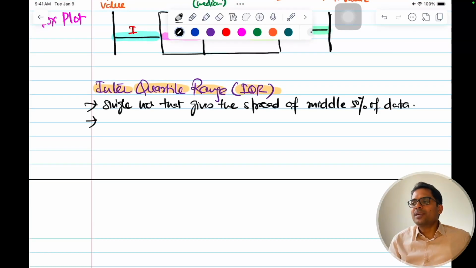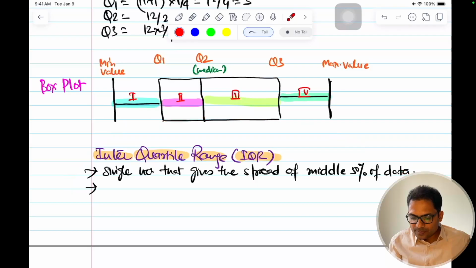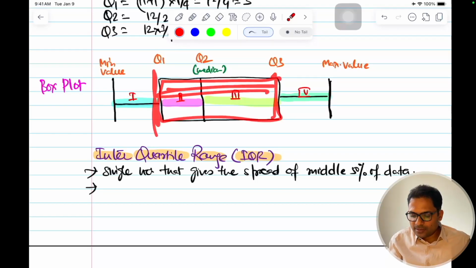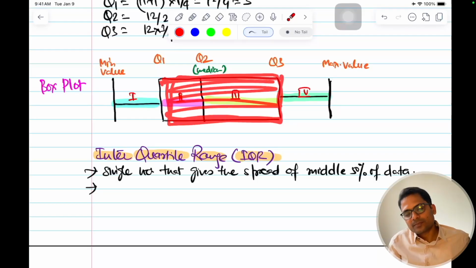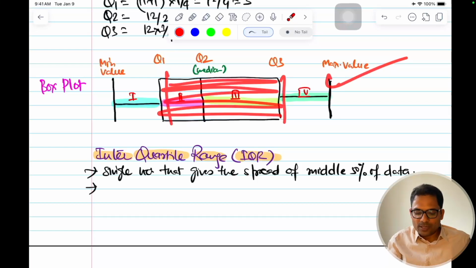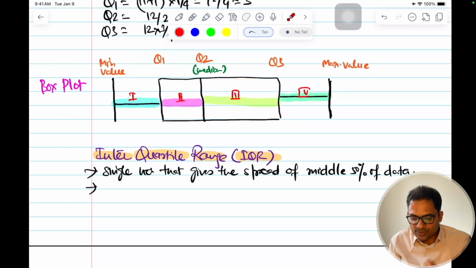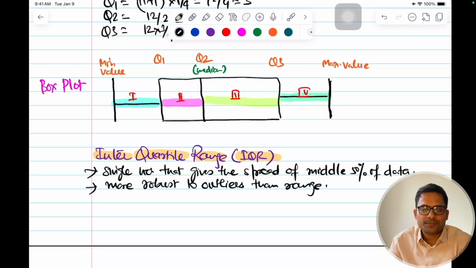And this is a more robust measure of spread than range, because range is impacted by outliers. I'm just taking the middle 50%, this bigger box. This is the middle 50%, this is the first 25%, this is the last 25%. So the data in the box is your IQR. This will give me the middle 50% of data where it is lying, so it is not impacted by the minimum or maximum value. That's why it is more robust to outliers than simple range, because range is just max minus min, right?